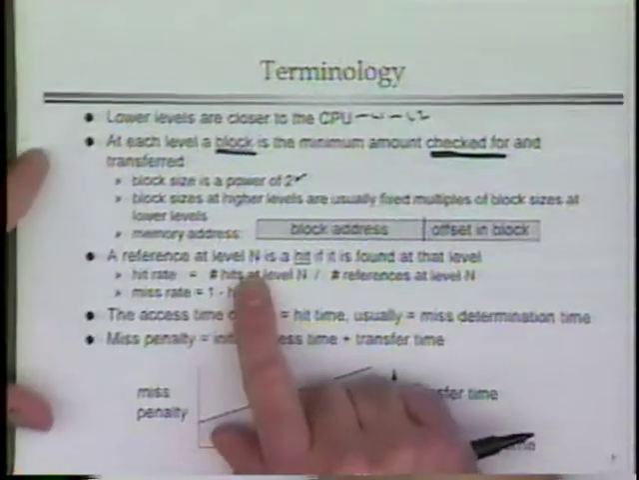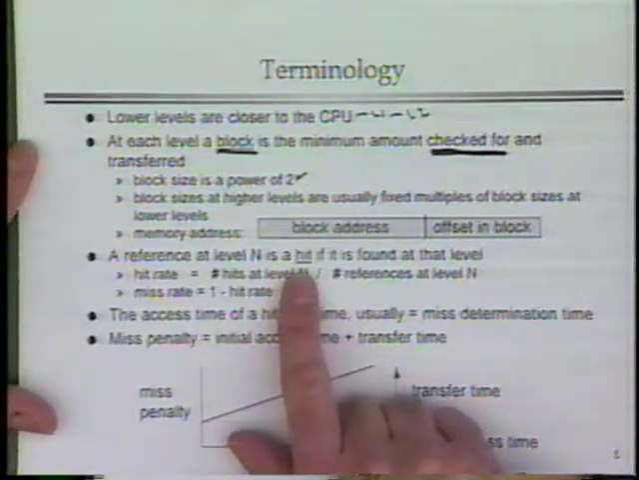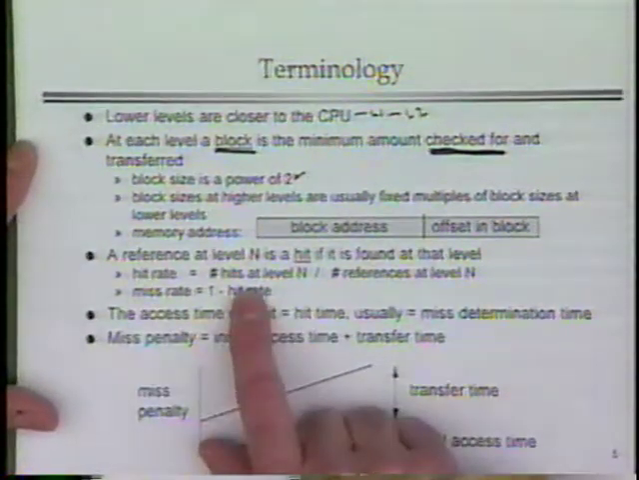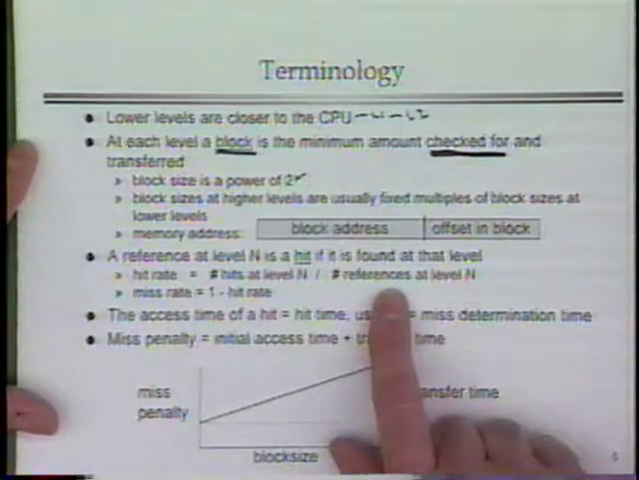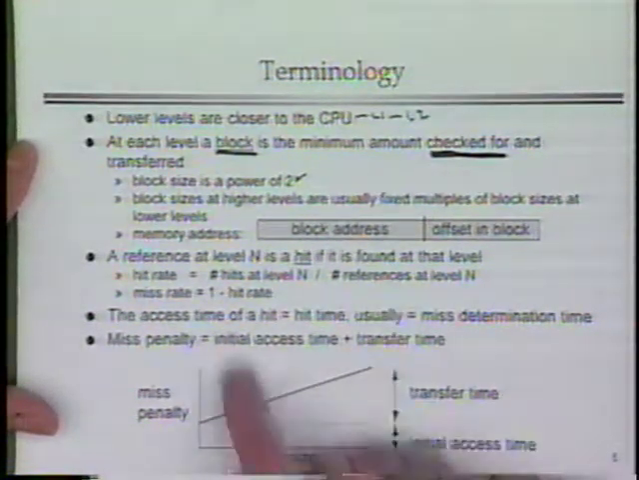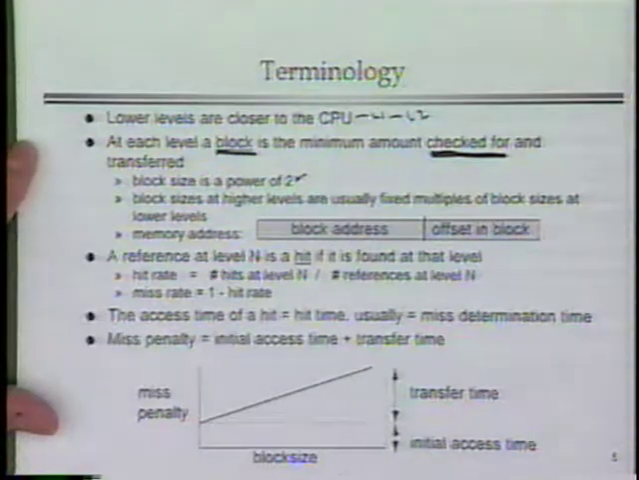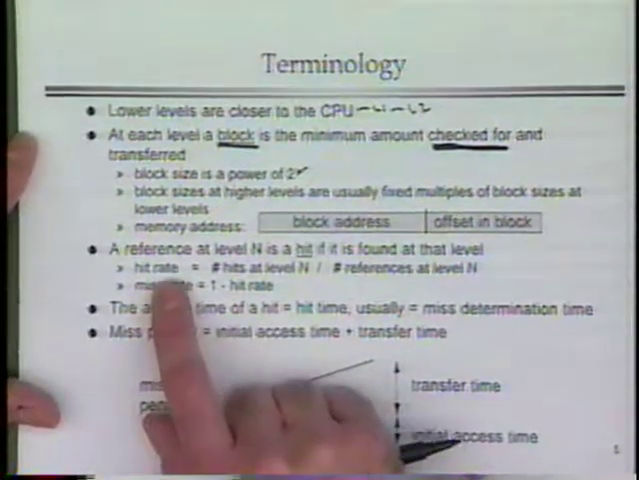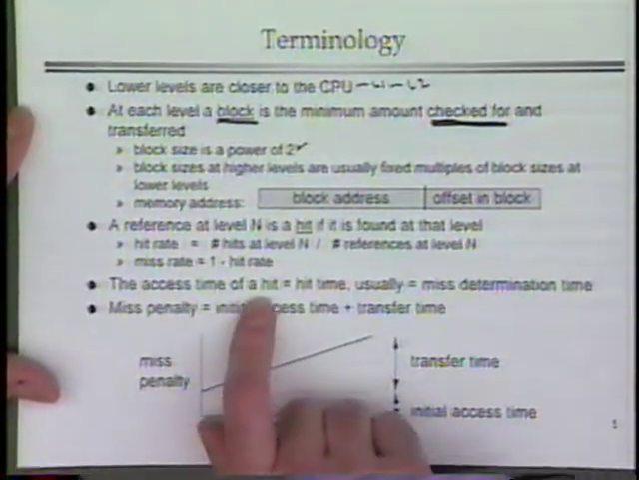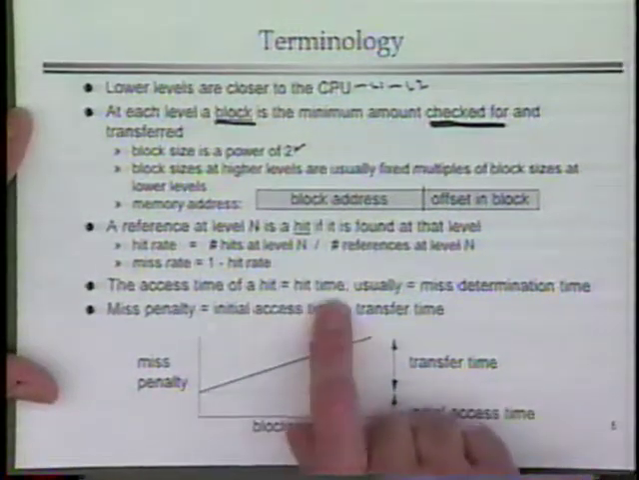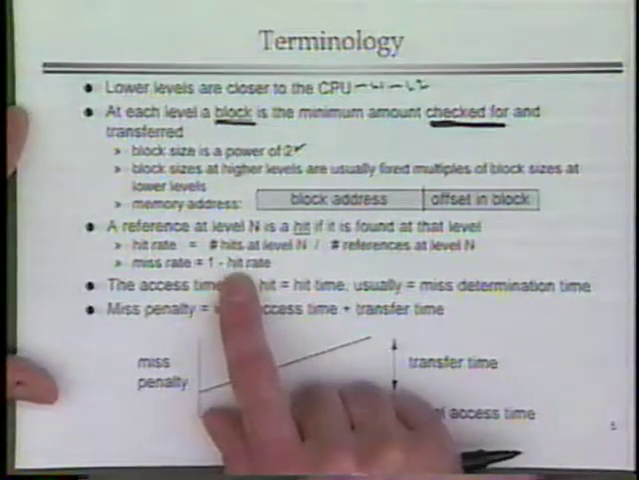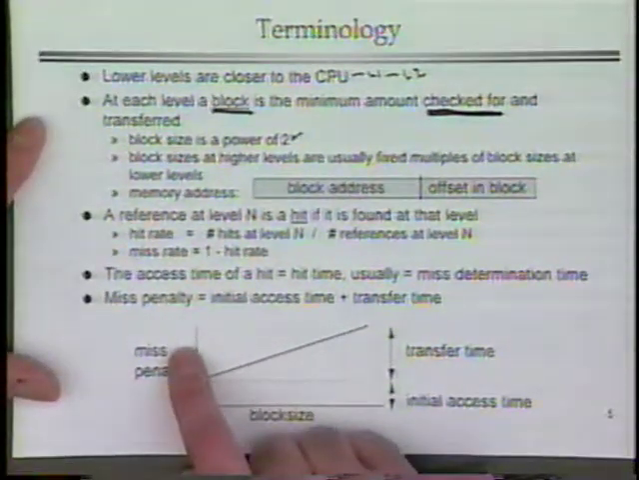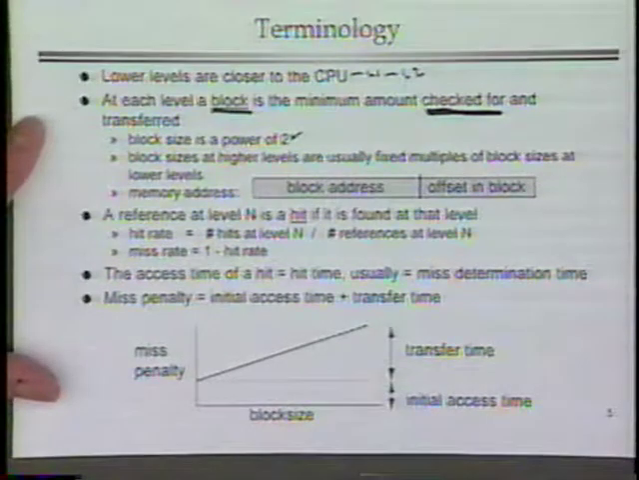At any level of the cache, you attempt to make a reference to the cache. The hit rate is the number of times you discover that the data is in the cache, divided by the number of times you attempted to make a reference at that level, and the miss rate is 1 minus the hit rate. Usually the access time of a hit, the hit time, is the same as the miss determination time. It takes you the same amount of time to determine that the value isn't there. I guess that's fairly obvious.